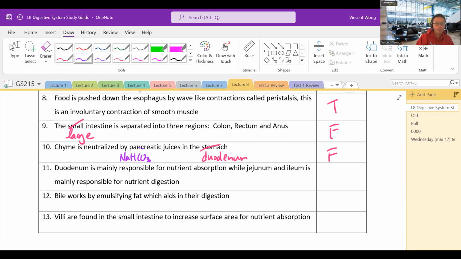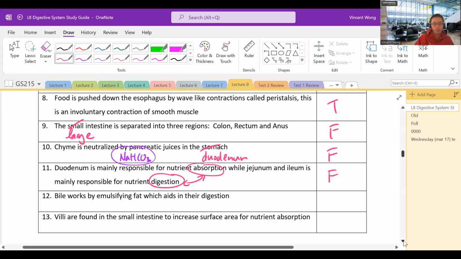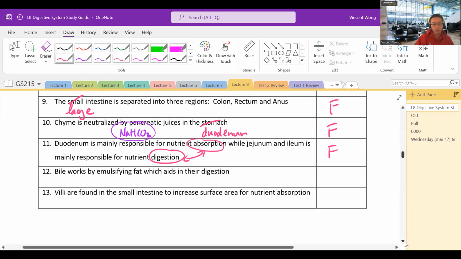Sodium bicarbonate, okay? That's in your notes. Duodenum is mainly responsible for nutrient absorption, while jejunum and ileum is responsible for nutrient digestion. It should be the other way around. Okay, it's the other way around. You have to digest the food first before you can absorb it, right?